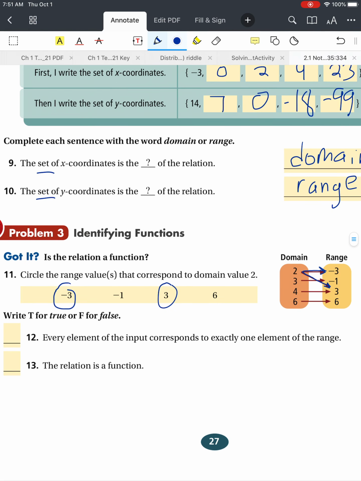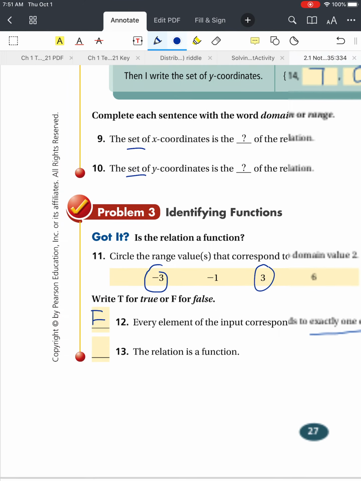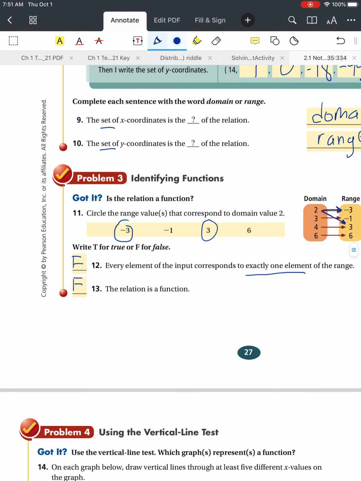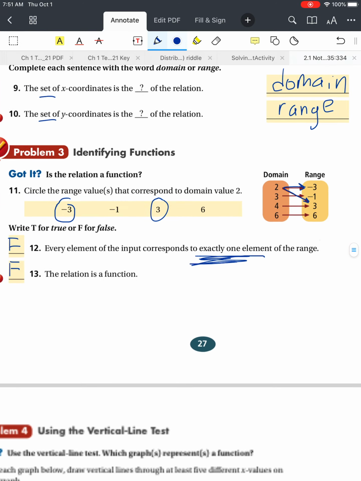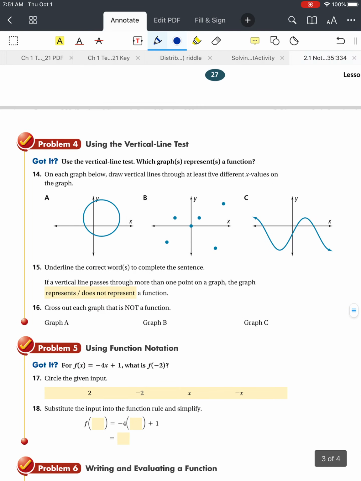So every element in the input corresponds to exactly one element of the range. No, that 2 gets sent to 2 different spots. So that's false. And the relation is a function. Also false, because literally it says exactly 1. It needs to go to exactly 1, but the 2 is getting sent to 2 different numbers. It has to only go to 1 number. Okay, that's it. All right, moving along.